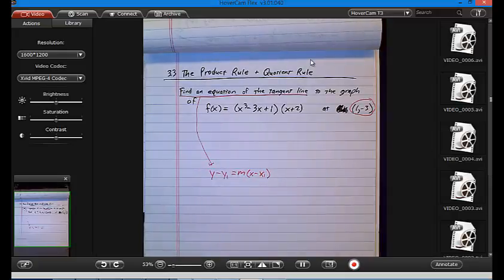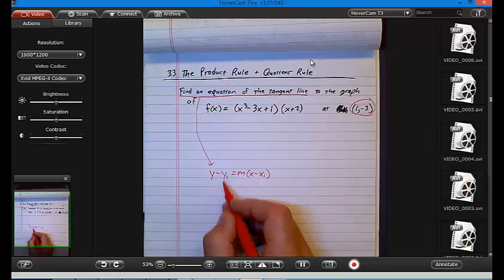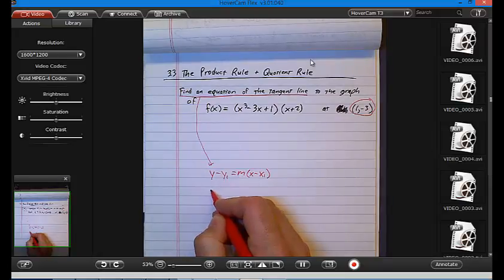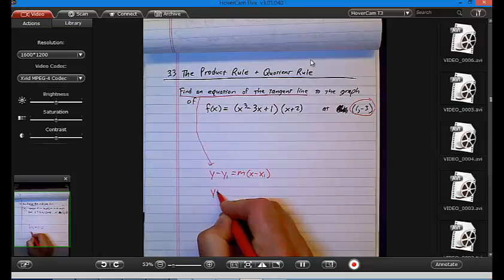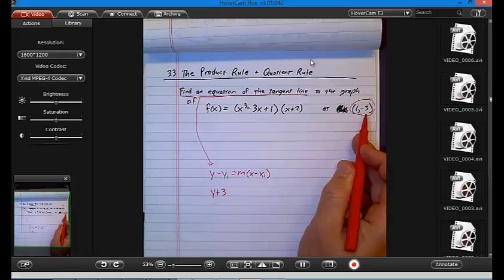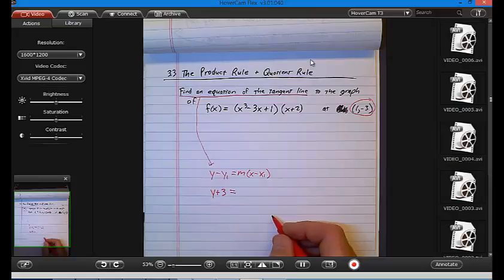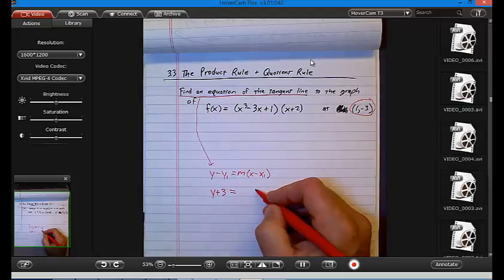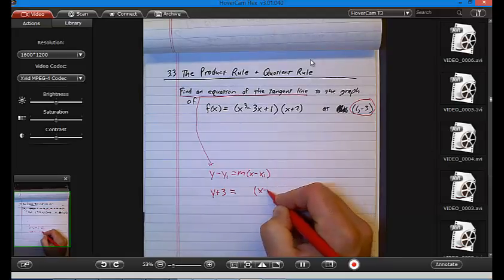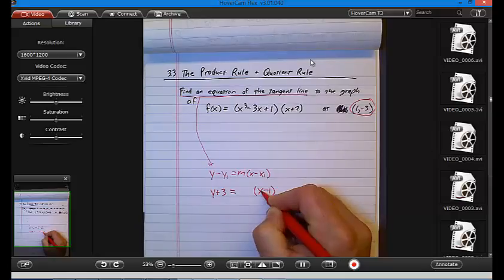And actually, I can fill most of that in already, right? What can I fill in? Well, where it says y minus y1, what could I write? Y plus 3, because we have negative 3 for y1, is equal to, what else can I fill in? Yeah, I guess we don't know m, but we're going to get x minus 1 here, right?